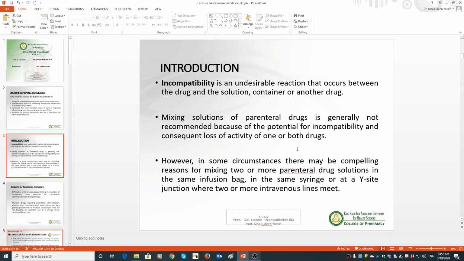First, incompatibility is an undesirable reaction that occurs when two or more drugs undergo either a drug with another solution, or a drug with a container, or a drug with another drug. So when you mix two products together, or sometimes even when you use certain types of materials either in the IV set or as a container, sometimes also undesirable effects occur.